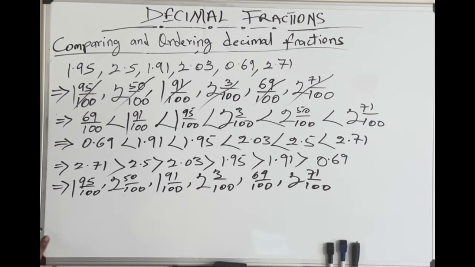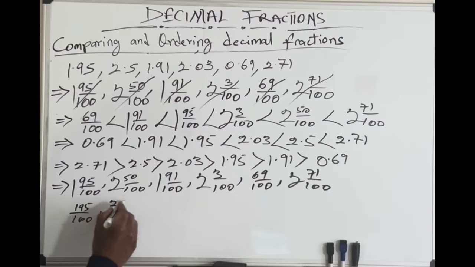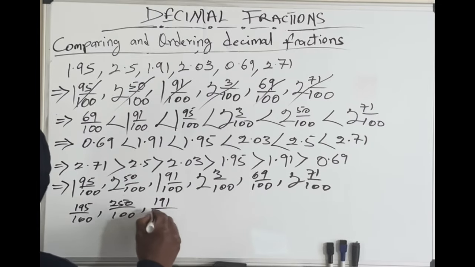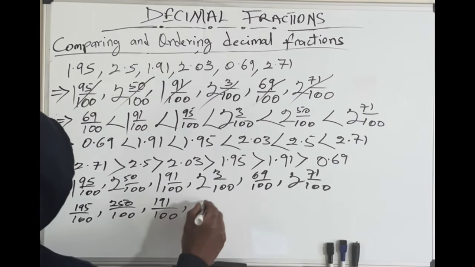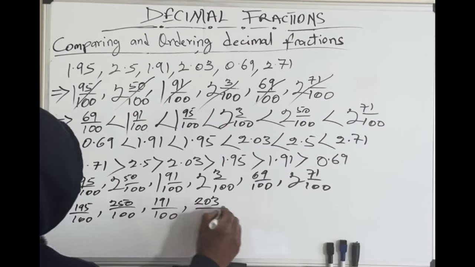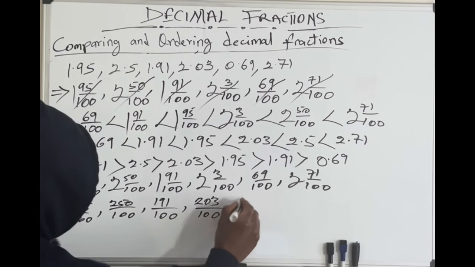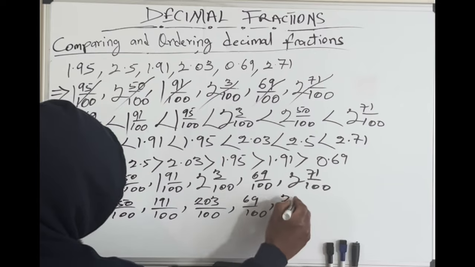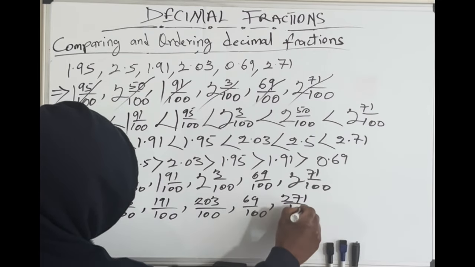So 1 times 100 is 100, plus 95 will be 195 over 100, and then this will be 250 over 100. This will be 191 over 100. This will be 203 over 100. This will be 69 over 100. This will be 271 over 100.